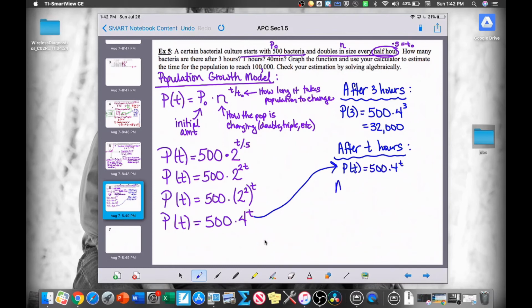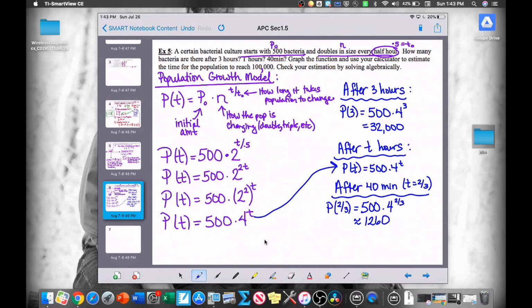After 40 minutes, that one we have to be careful, because remember, 40 minutes is 2/3 of an hour. So this would be finding P of 2/3, which is 500 times 4 to the 2/3 power. Again, you grab your calculator, you type it in. This is not a whole number, so we round to the nearest bacteria. We end up with 1,260.